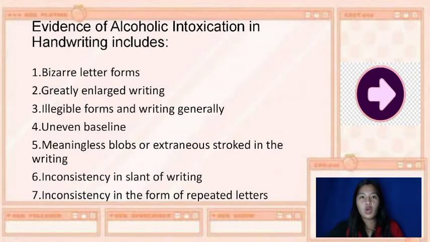Evidence of alcoholic intoxication in handwriting includes bizarre letter forms, greatly enlarged writing, and illegible forms in writing generally. Fourth is an uneven baseline. Fifth is meaningless blobs or extraneous strokes in writing. Sixth is inconsistency in slant of writing. Seventh is inconsistency in the form of repeated letters.